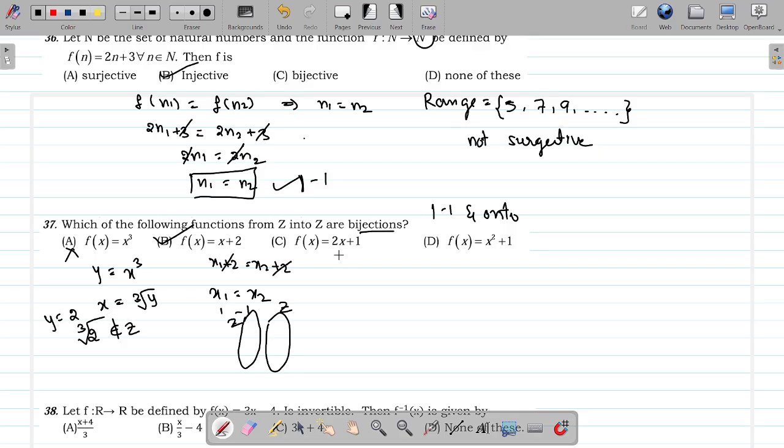Okay, what about this 2x plus 1? Okay, 2x plus 1 is there. 2x plus 1 means it is a 1-1 function. You can prove that. Then what about onto function? Onto function, you will be getting y is equal to 2x plus 1.